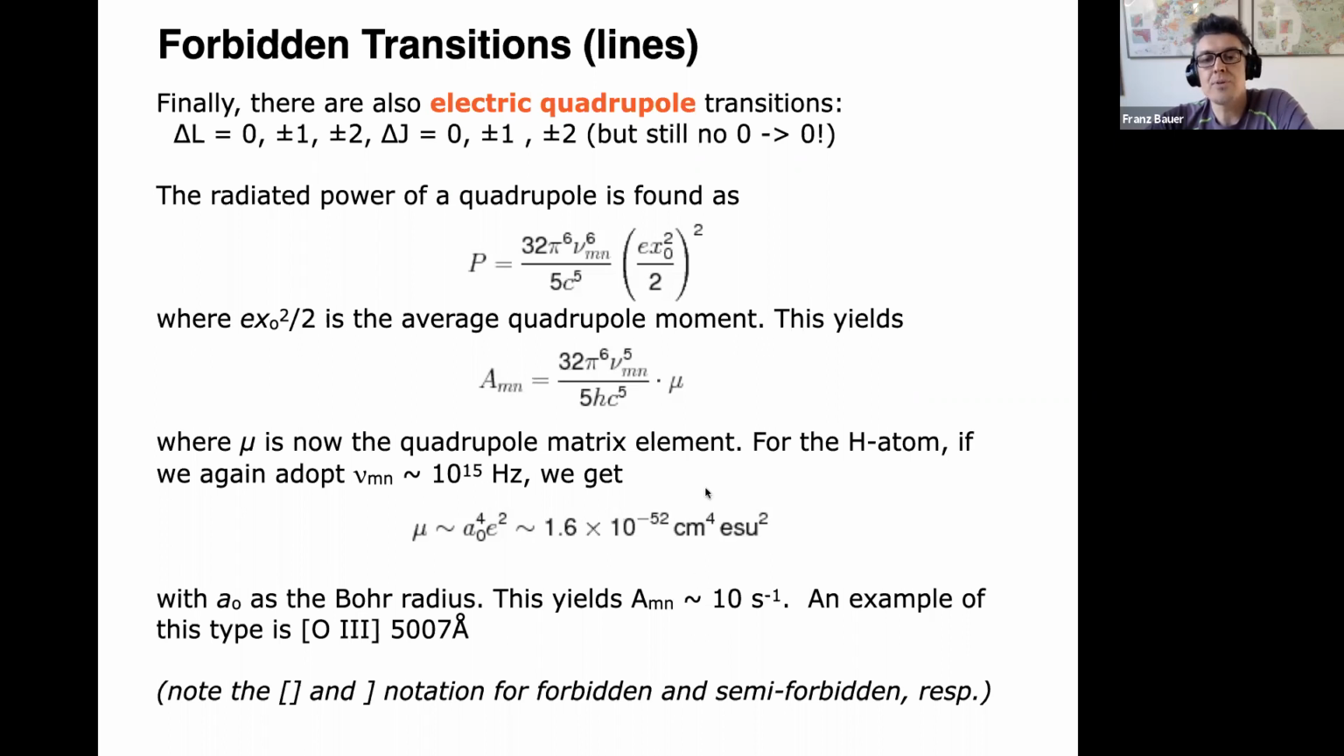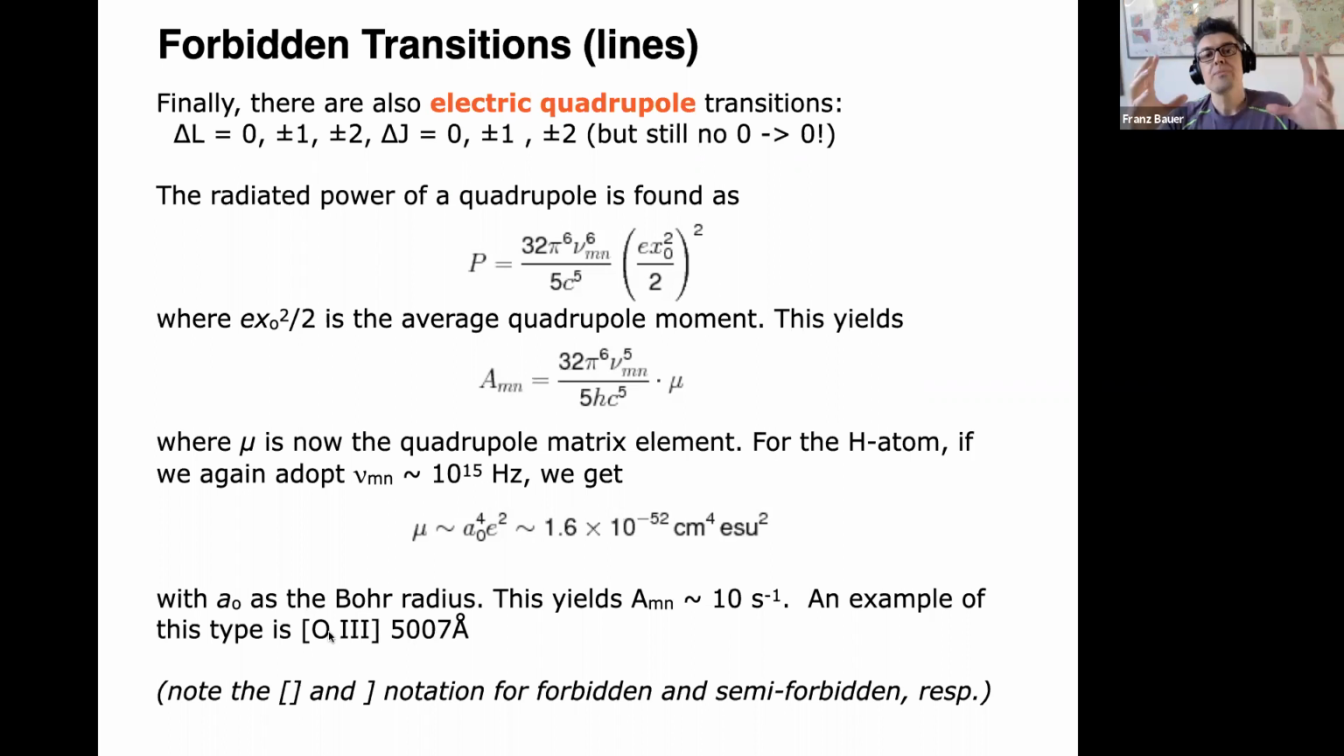And so in general, in hydrogen, for instance, the dipole moments dominate, but there are some places, some atoms where the quadrupole moment actually can be an important form of energy loss, typically for collisionally ionized gases. So a good example of this is oxygen 3 at 5,700. And then there's another oxygen 3 at 4959 angstroms. That's known as the oxygen double. And so this is a forbidden transition. So you see it's got both brackets there.